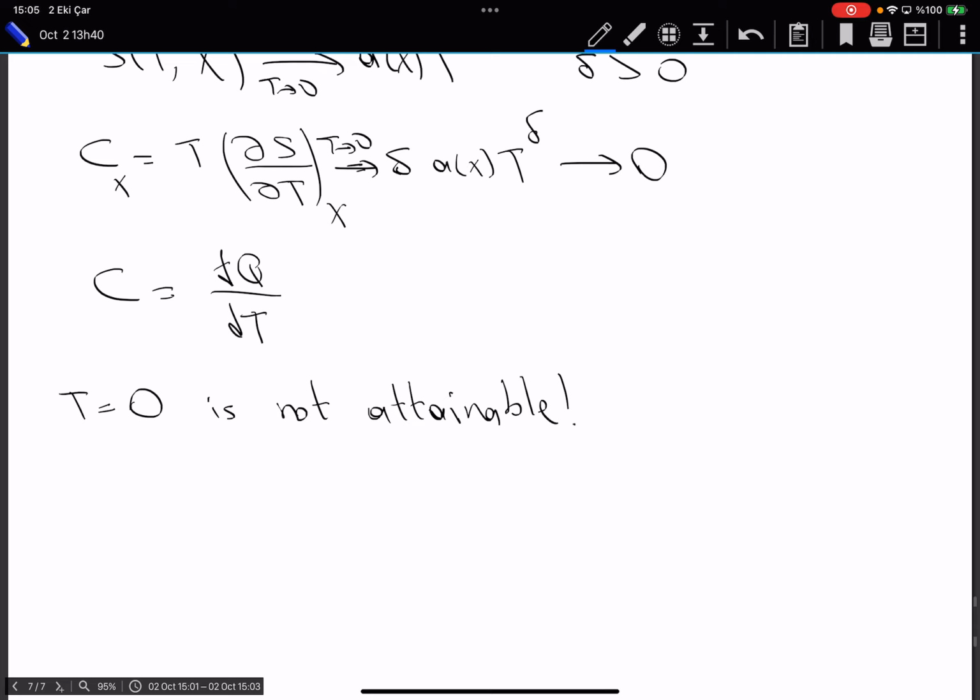You can put some of your particles in the ground state, but not all of them. In a BEC, in a Bose-Einstein condensate, isn't everything in the ground state? No. Only at T equal to 0, everything is in the ground state. At higher temperatures, part of it is in the ground state, part of it is not in the ground state.